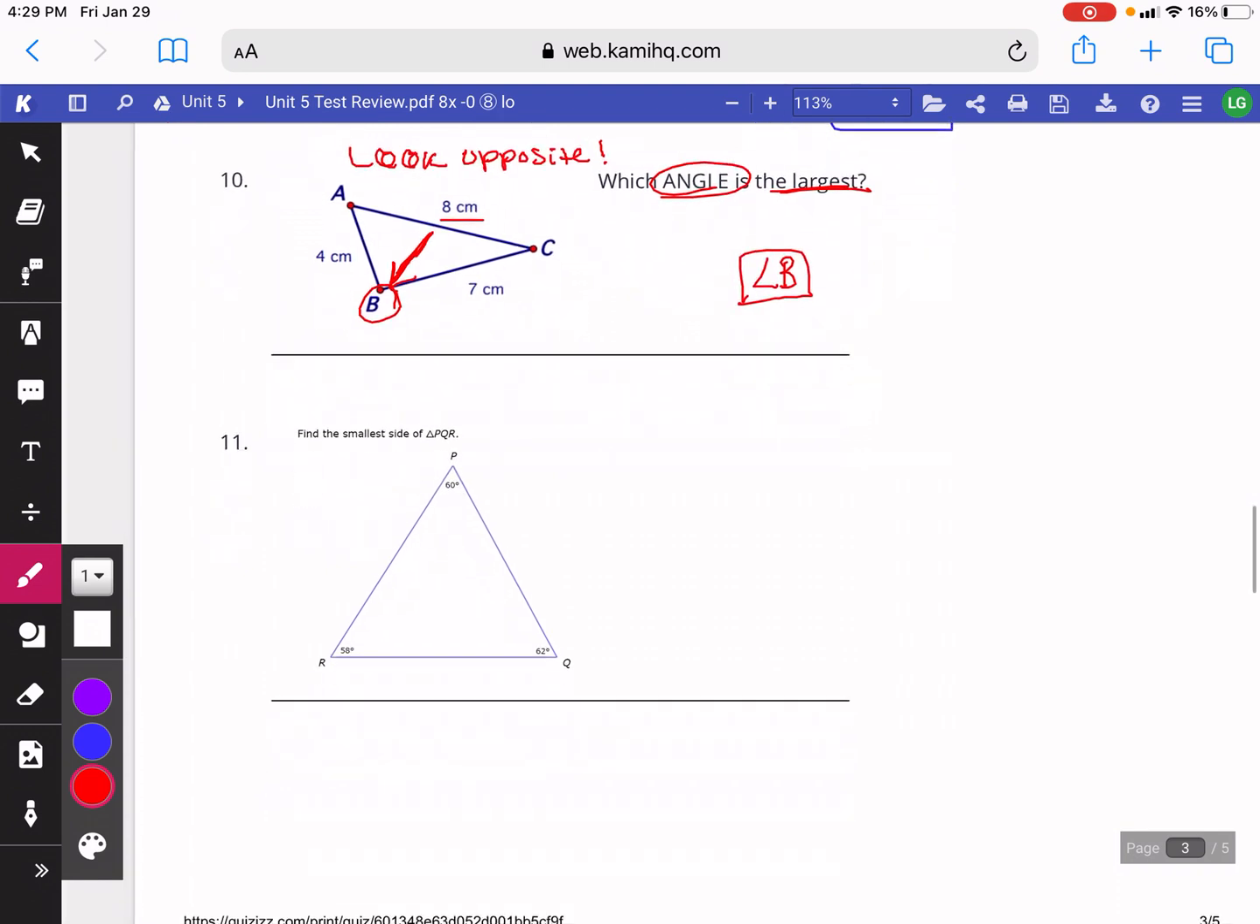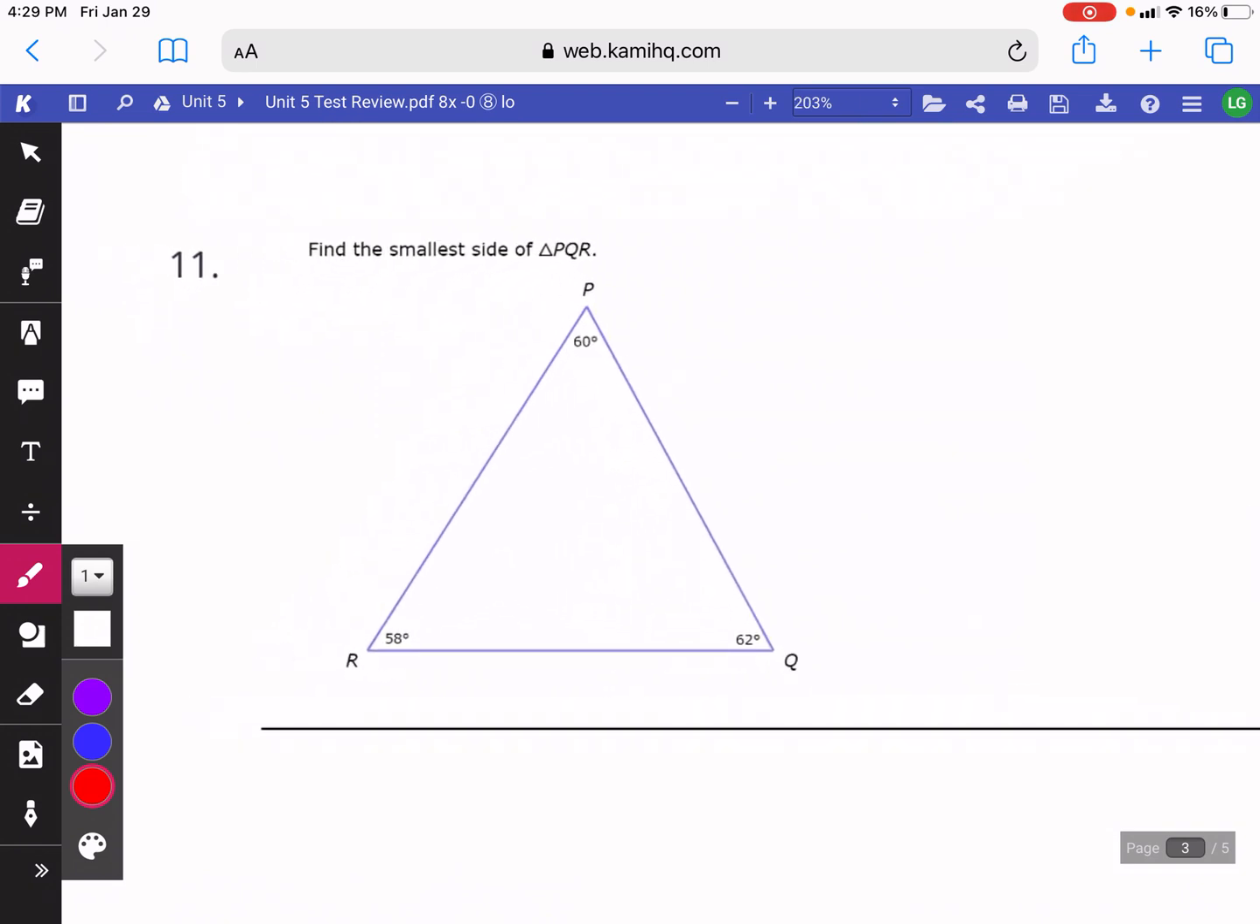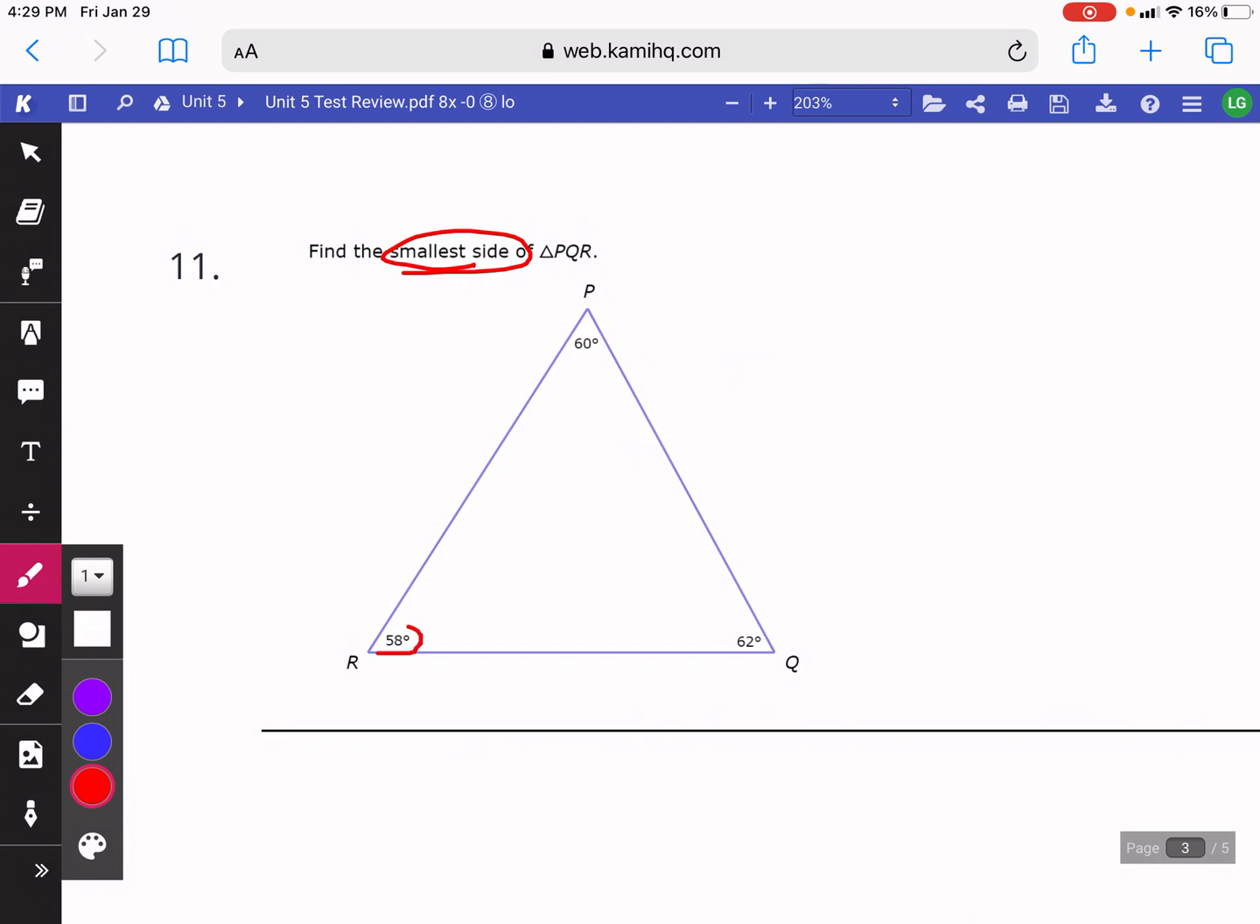The next question wants us to find the smallest side of triangle PQR. So this time it says the smallest. So I can use the smallest angle, 58, but I'm not going to be using R in my side then. I have to look opposite. So remember to look opposite. And so it's actually going to be this side right here. So it's going to be side PQ.